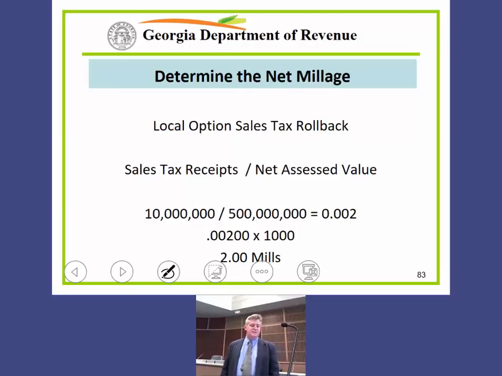So if a city has $10 million in local option sales tax receipts in the previous calendar year and net assessed value in the current digest year of $500 million, the sales tax rollback would be 2 mills. And that formula is how the sales tax rollback is determined. And the millage rate just has to be rolled back for local option sales tax, none of the other local sales taxes.